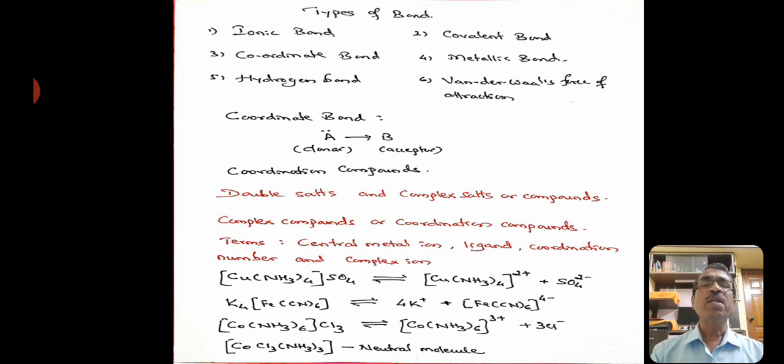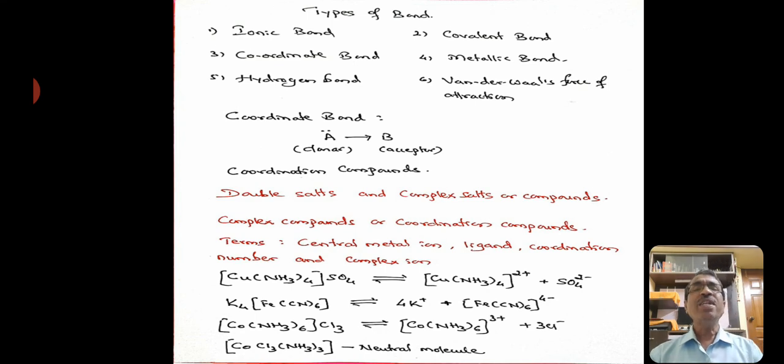Coordination number is the number of monodentate ligands attached to the central metal ion, or in other words, the number of lone pairs of electrons given by the ligands to the central metal ion. In cuprammonium sulfate, 4 ammonia molecules are attached to the copper ion, hence the coordination number is 4. Similarly, 6 cyanide ions are linked to the ferrous ion, therefore the coordination number of Fe2+ is 6. In a third example, 6 ammonia molecules are attached to the cobalt ion, therefore the coordination number becomes 6.